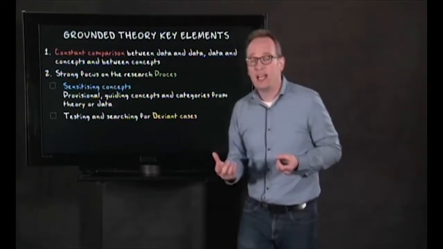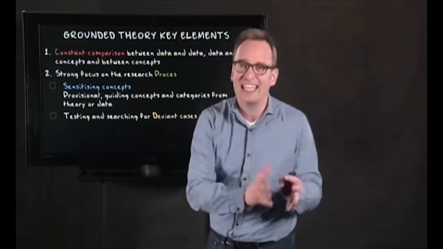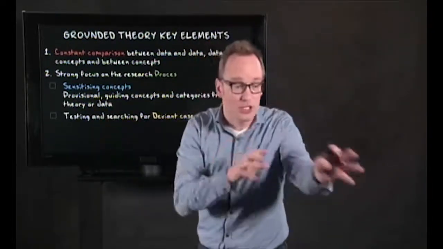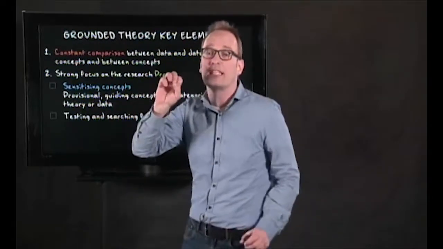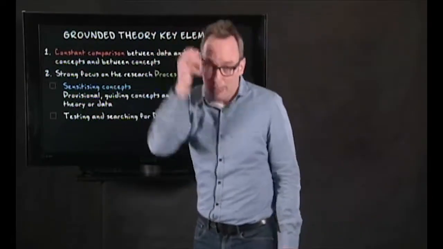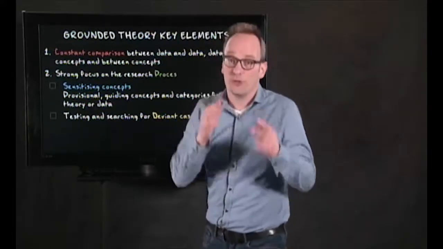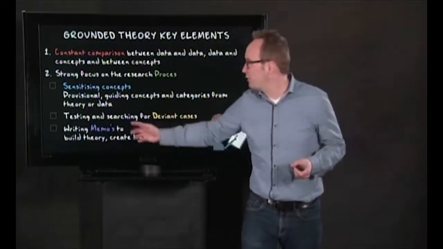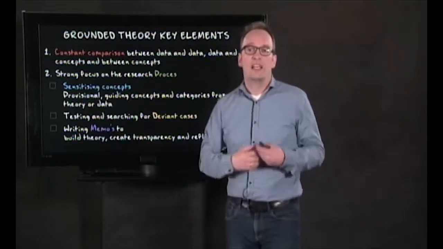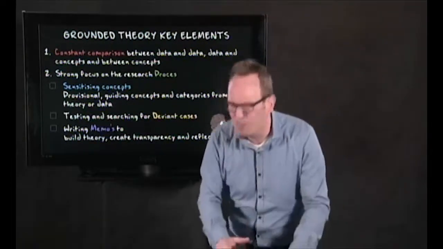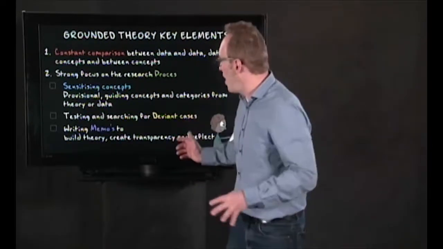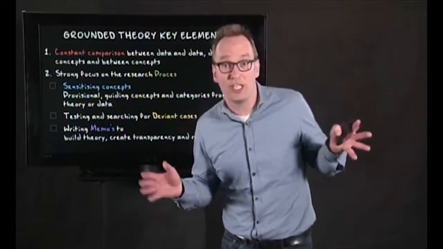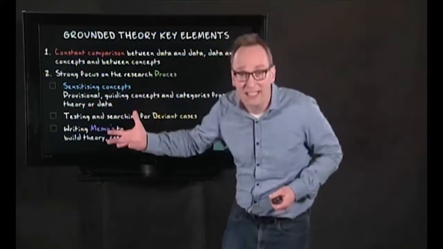The second bit is that you're testing for deviant cases. Like in analytic induction, you are on the lookout for deviant cases. In your constant comparison, you try to find these deviant cases because they help you. Similarities help you, definitely. But contradictions help you probably much more. A third aspect of this focus on process is the writing of memos. Way more important than coding is the writing of memos in grounded theory, in order to build your theory, create your transparency, your famous audit trail, and reflect.